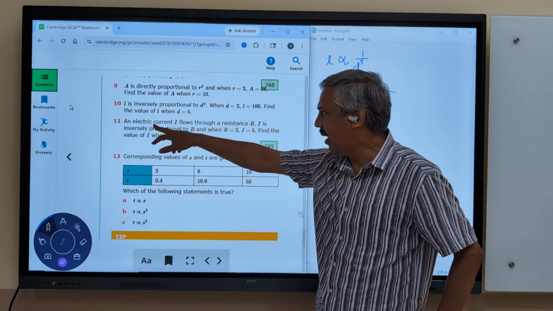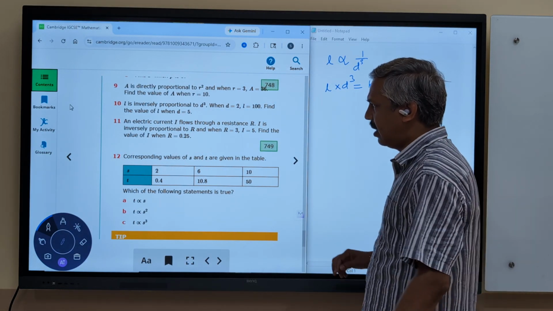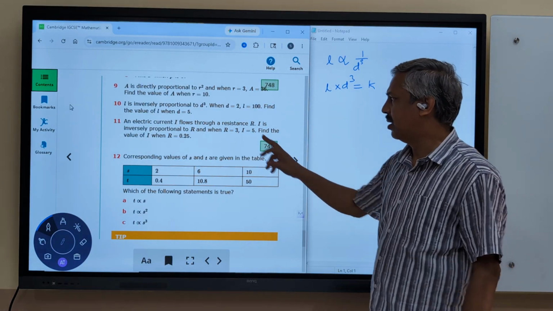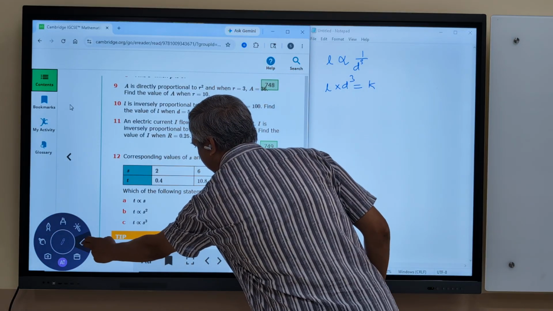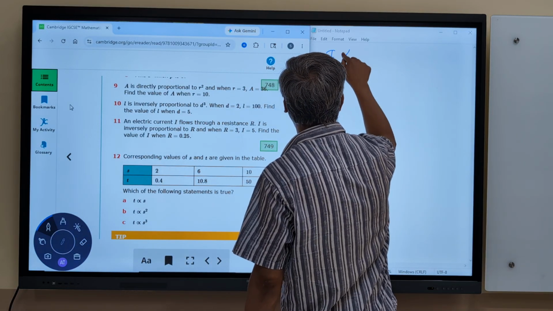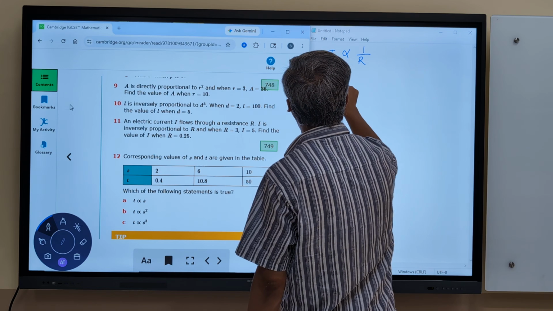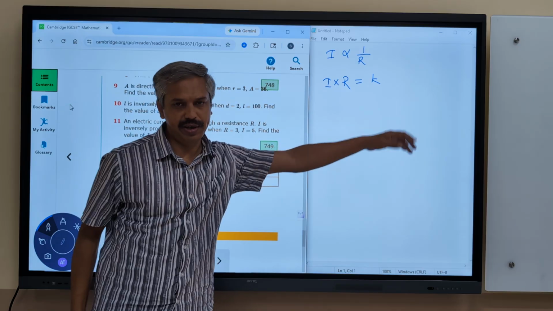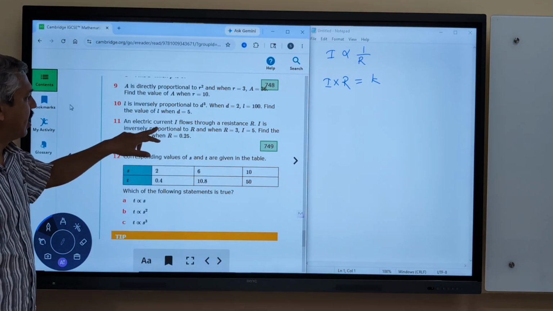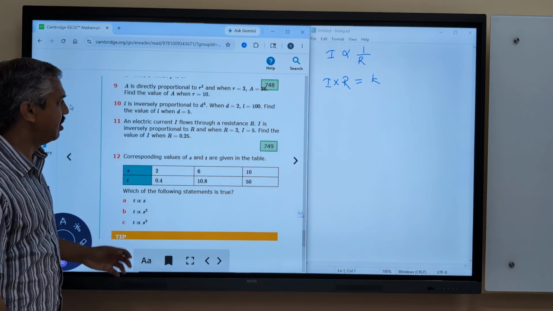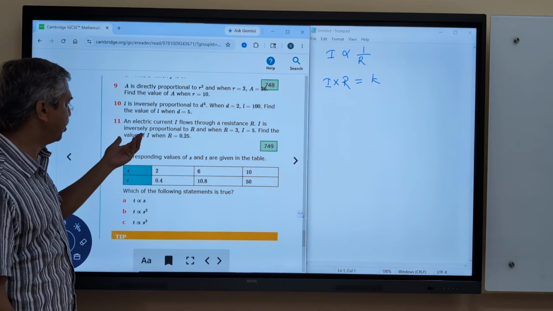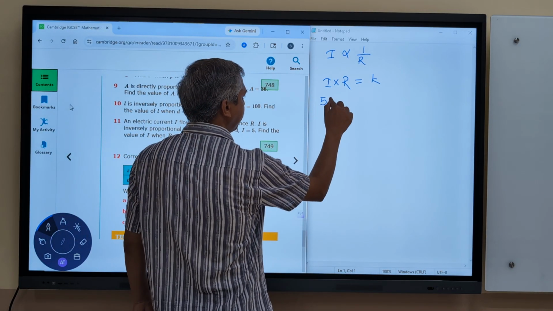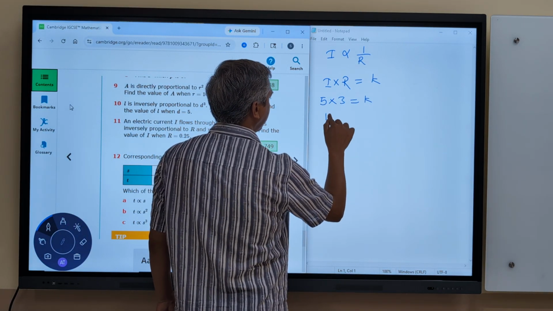Same should be here. Electric current I flows through a resistance R. It is known that the current I is inversely proportional to resistance. So current and resistance are inversely proportional. Effectively, current into resistance is equal to constant K. This constant K is called voltage. This is Ohm's law. That's why I into R is equal to constant K. When R is equal to 3, I is equal to 5. So I is 5, R is 3, which is equal to K, so K is equal to 15.